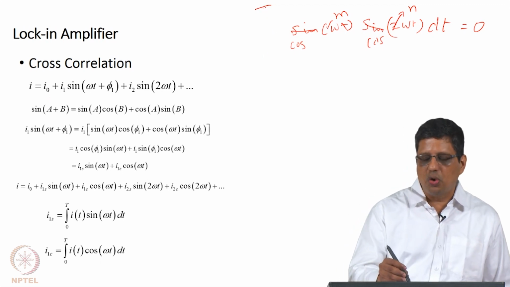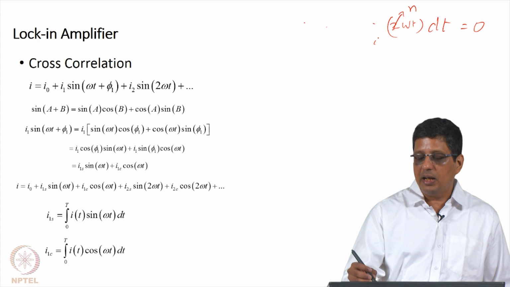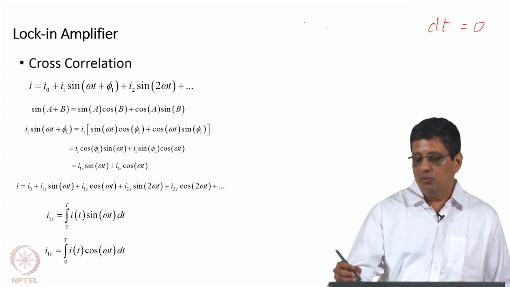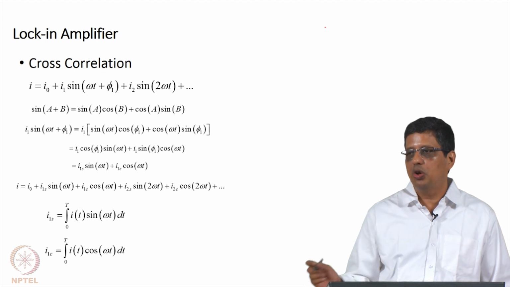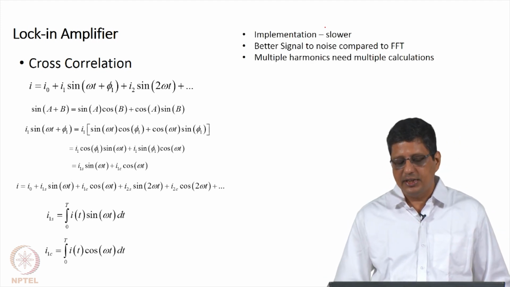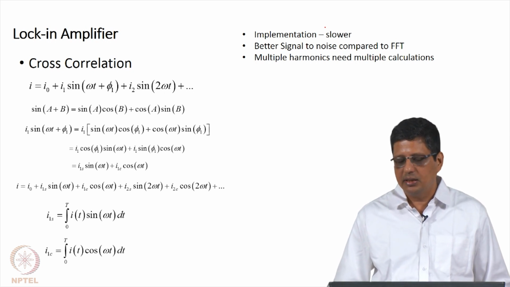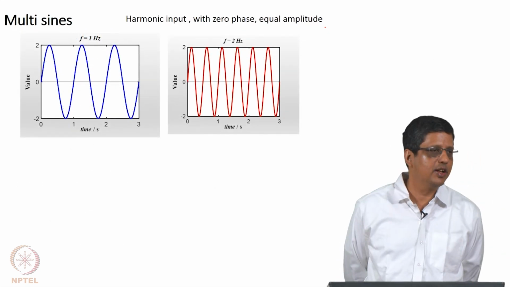So, it is going to be slower. System might have changed between the runs, that is a possibility. Anyway, runtime becomes much longer than what you would get in FFT, but this also happens to be more accurate in terms of ability to reject noise. So, implementation is slower, multiple harmonics need multiple calculation, it has a better signal to noise ratio when you compare to FFT. So, whatever we have seen so far is for a single sine.